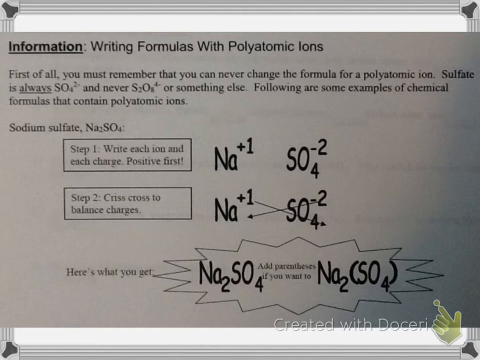Sodium sulfate, Na2SO4. Step 1, write each ion and each charge, positive first. One of the two rules with ionic compounds is you always write the positively charged ion first. Step 2, crisscross to balance the charges. Remember we did this on that chem quest we just finished going over, that we crisscross down just the numbers, not the signs. Here's what you get, Na2SO4. Add parentheses if you want to. Typically, we don't add parentheses if we're crisscrossing down a 1.